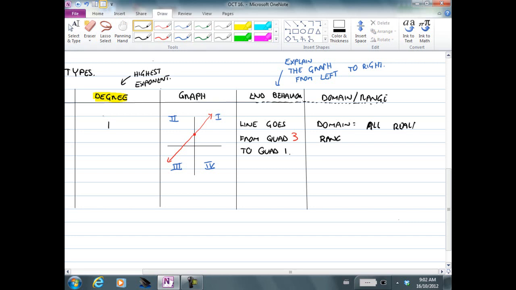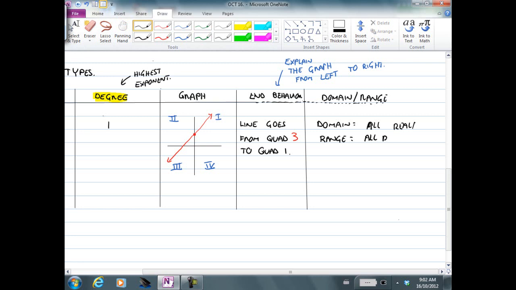Range. What's the range going to be? Look at it. Range means the y-axis. You're going to go, can you have any y value you like? Yes, all real numbers too. See, look at my graph. It keeps going up, positive. And look at my graph, it keeps going down, negative infinity.